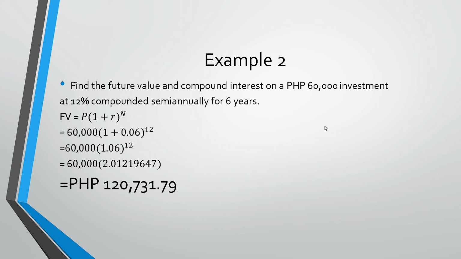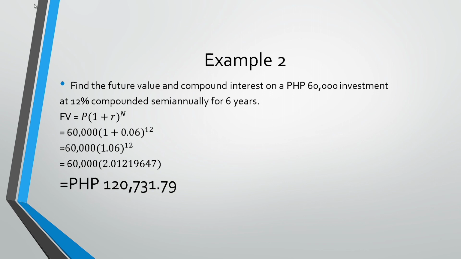Alright? Now, let's simplify the terms inside the parentheses. 1 plus 0.06 is equal to 1.06 raised to 12. The answer is 2.01219647. And then we will multiply it to the principal, which is 60,000. Therefore, we will have 120,731.79 pesos. Now we have the future value.